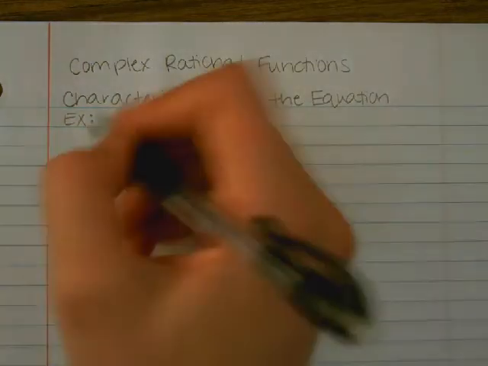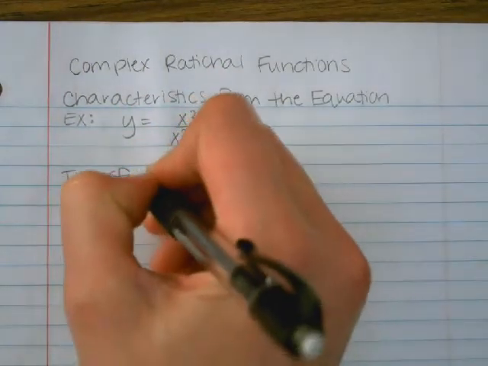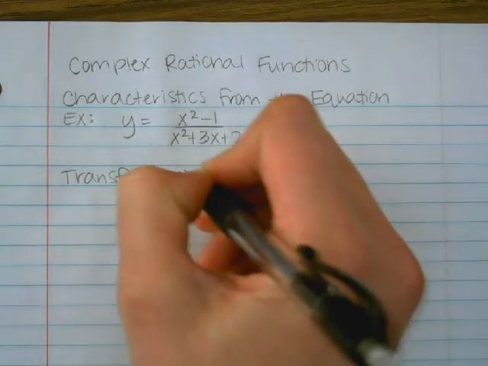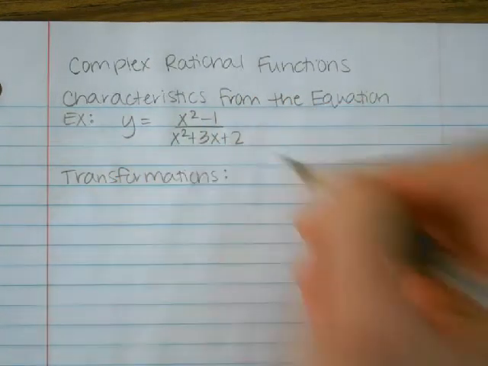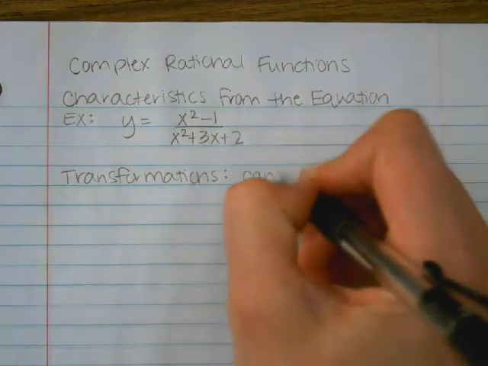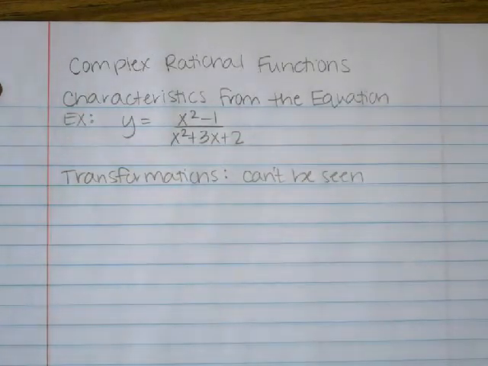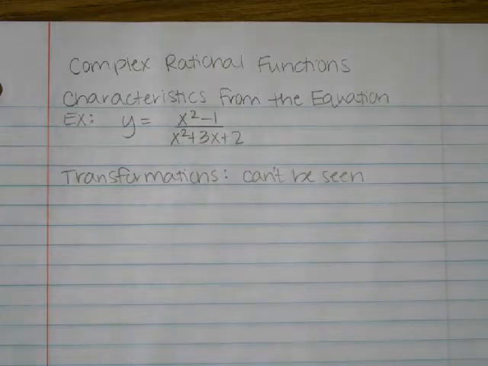So one of the first things we often look at as far as characteristics go is we look for transformations. And in these types of graphs, you actually can't see them. They can't be seen. So these don't really make sense to talk about a parent graph. It doesn't make sense to say it's been moving to the left or right. It doesn't make sense necessarily to say it's been reflected. And so for the transformations, we're just not going to look for those.